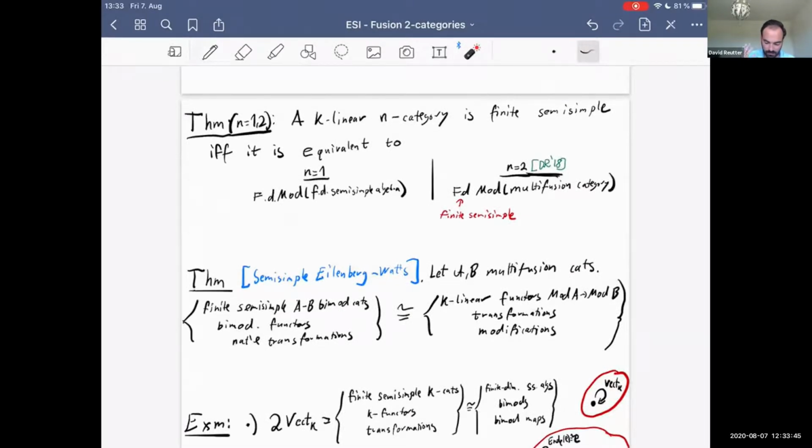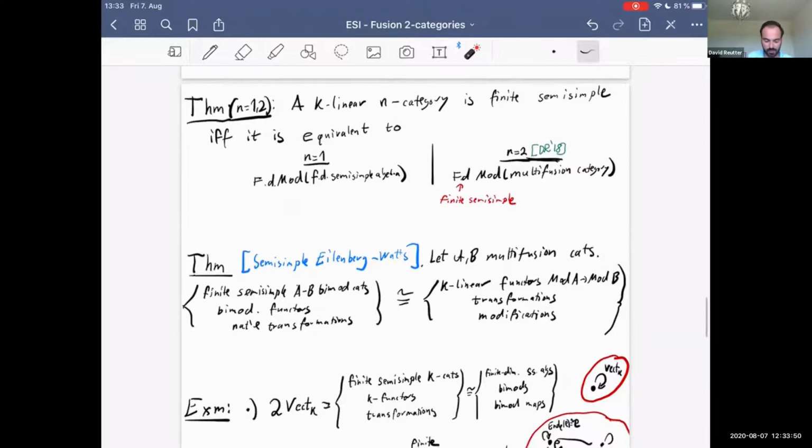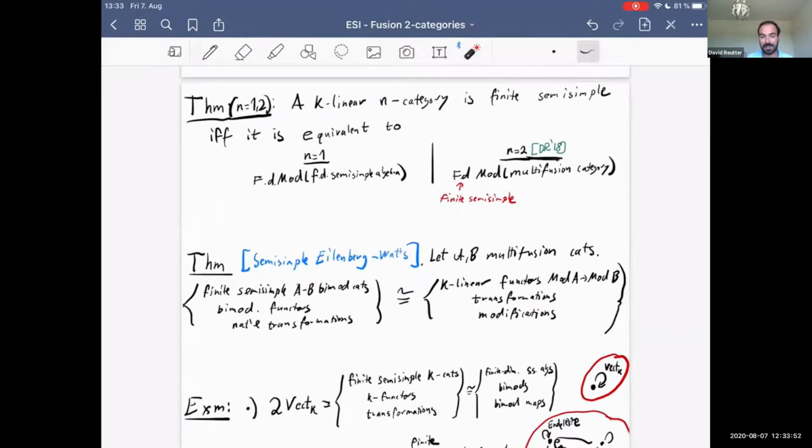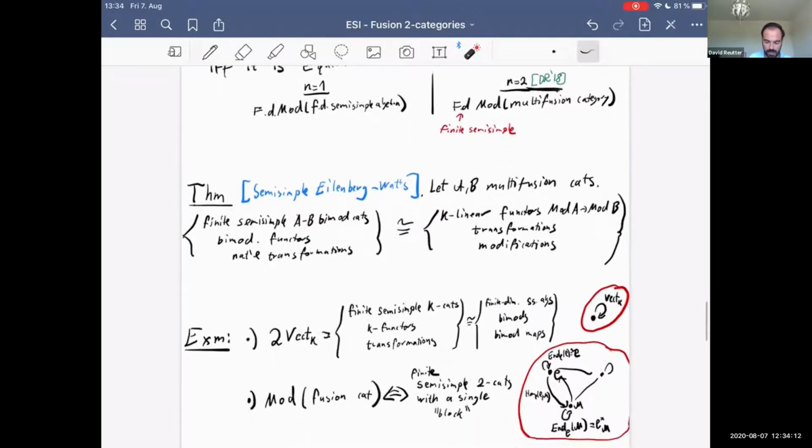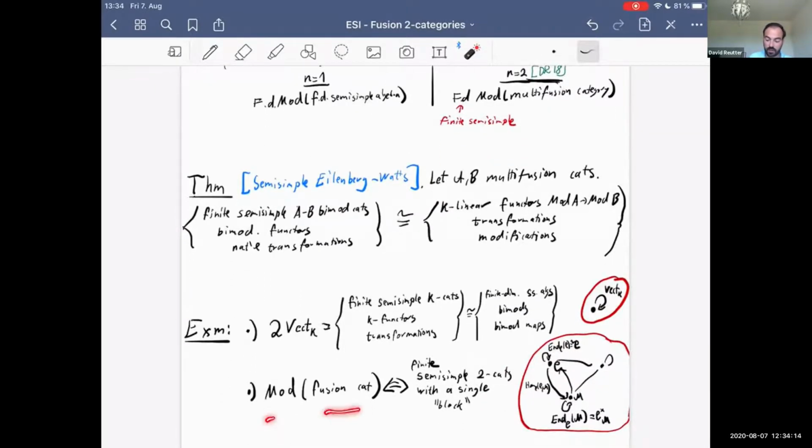So the primordial example of a finite semisimple 2 category is, of course, 2-Vec, the 2 category of finite semisimple k-linear categories, k-linear functors, and natural transformations, or equivalently, algebras, bimodules, and bimodule maps that we've seen before. And in this heuristic structural perspective, what we're looking at here is a single component with a single simple object and the endomorphisms of the simple object being Vect. Another example is modules of a fusion category.